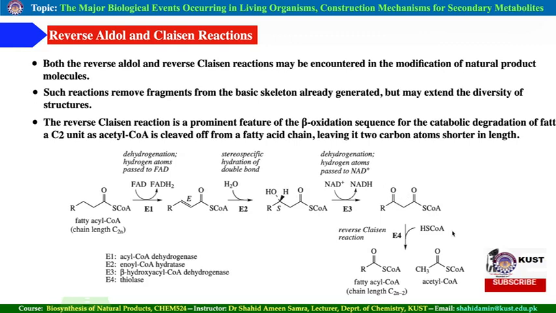a dicarbonyl compound here that will be further acted upon by the enzyme thiolase, and it will finally be converted to acetyl coenzyme A and another acyl coenzyme A, but this acyl coenzyme A is 2 carbons less than the original acyl coenzyme A. So these 2 carbons are released in the form of acetyl coenzyme A.